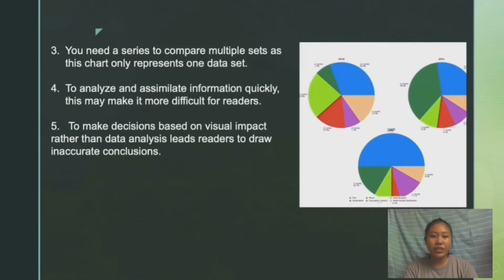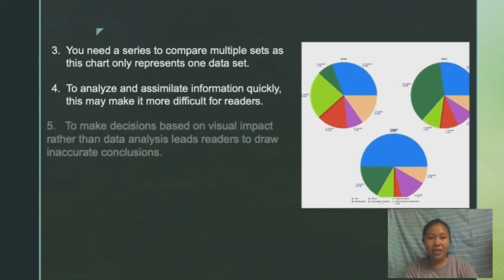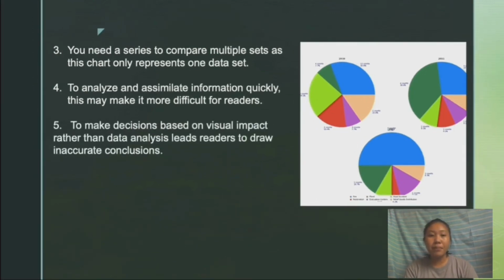The third disadvantage is you need a series to compare multiple sets as this chart only represents one data set. So if there is too much data, you have to use multiple sets because you have to compare. The fourth disadvantage is that it is harder to analyze and assimilate information quickly. This may make it more difficult for readers. And lastly, making decisions based on visual impact rather than data analysis leads readers to draw inaccurate conclusions. That's all for my topic.